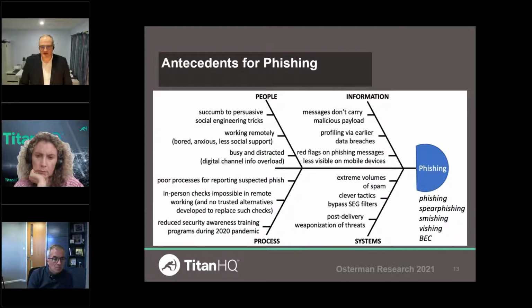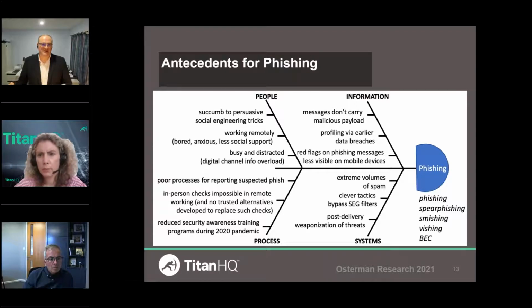From an information perspective, very often messages don't carry a malicious payload, so our ability to detect malware in a message and therefore block it is not a pathway that we have available when a phishing message doesn't have anything like that. Some of the systems issues that we have would include things like extreme volumes of spam. As that increases, we're seeing cyber threat actors using spam as a way of delivering phishing messages to people.